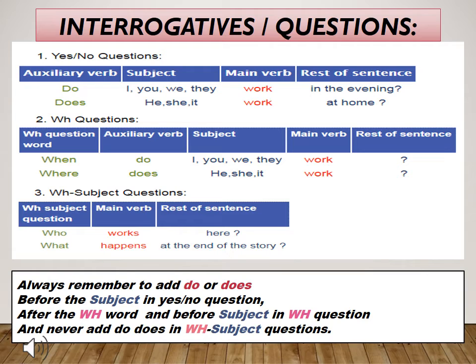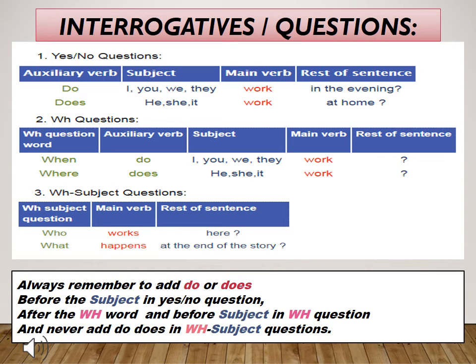Now you always have to remember to add do or does after the WH word and before the subject in WH questions. The third category of interrogatives is WH subject questions. The general rule for making WH subject questions is WH subject question word plus main verb plus rest of the sentence. Here you can see in example number 1, "Who works here?" question mark, and example number 2, "What happens at the end of the story?" question mark.